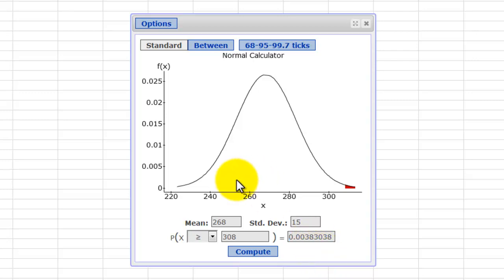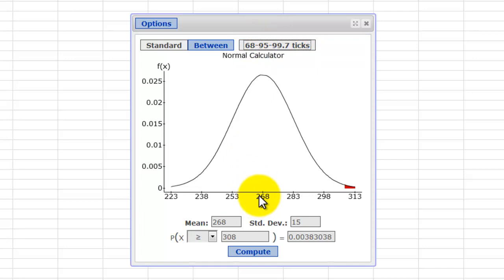Now, the one thing I do want you to notice, I'm going to turn on the 68, 95, 99.7 tick marks so you can see those. So you can see that each of these are spaced out by 15, which is a nice thing to see when you're working these problems. 15 because of the standard deviation being 15. And you can see that 308 falls right here to the left of 313.